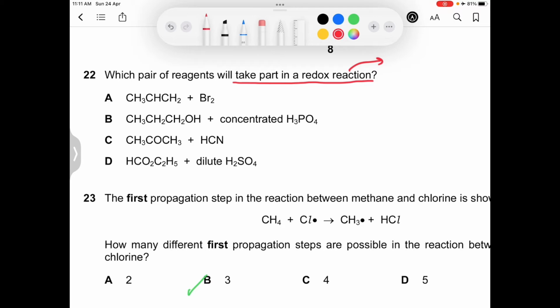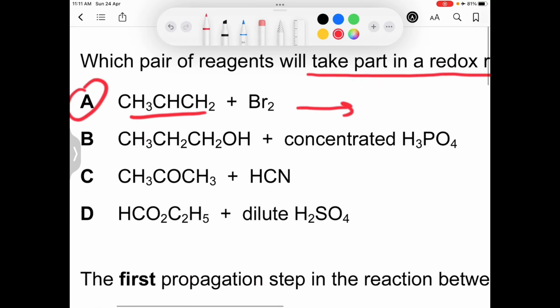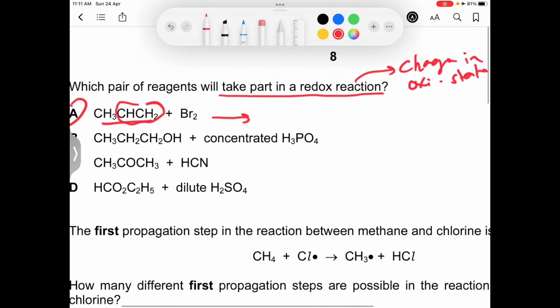It's a redox reaction once you have a change in the oxidation state. If you look at reaction A, you have an electrophilic addition. You notice that this compound contains a double bond, and the possible double bond could be between these two carbons. So actually this compound looks like this: CH3, then C double bond, and you have H in here, and CH2. All right, so you have a double bond.